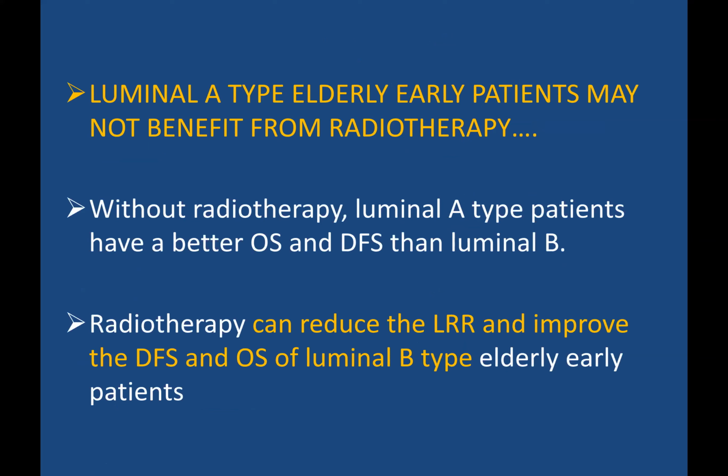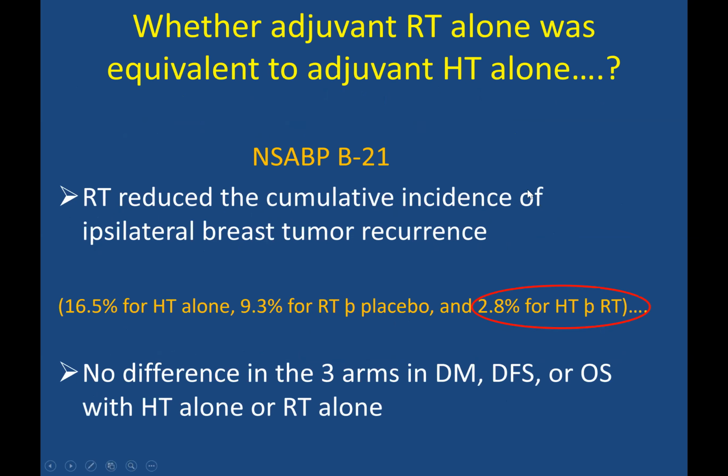Luminal A type early stage disease patients may not benefit from radiotherapy. Without radiotherapy, luminal A type patients have a better overall survival and disease-free survival than luminal B. And radiotherapy can reduce the local regional relapse and improve the disease-free survival and overall survival of luminal B type early patients. Now, the question of whether adjuvant radiotherapy alone was equivalent to adjuvant hormone therapy alone.